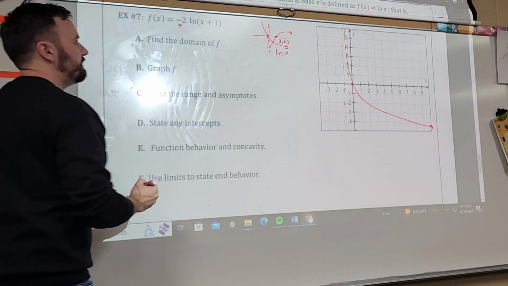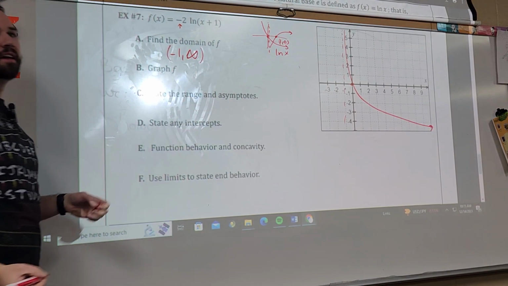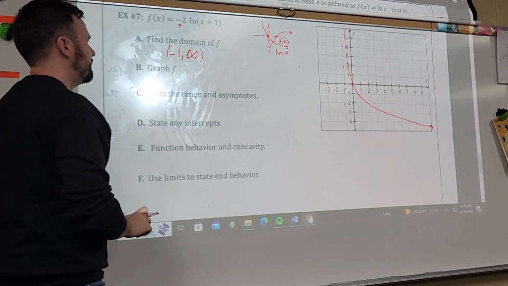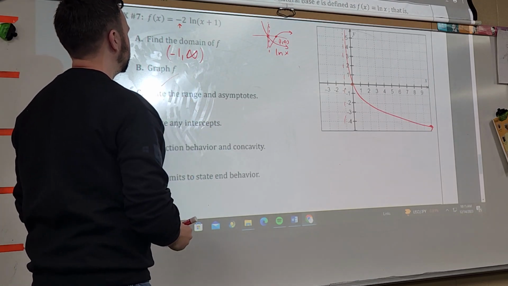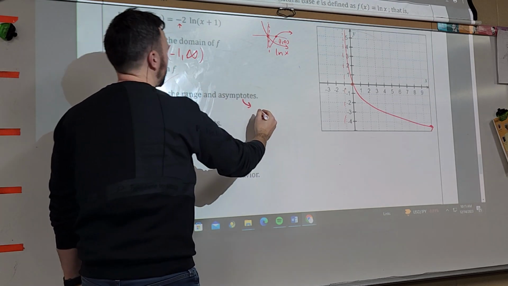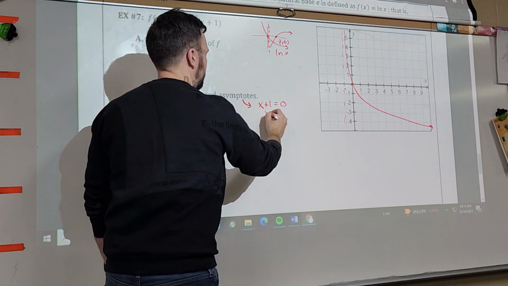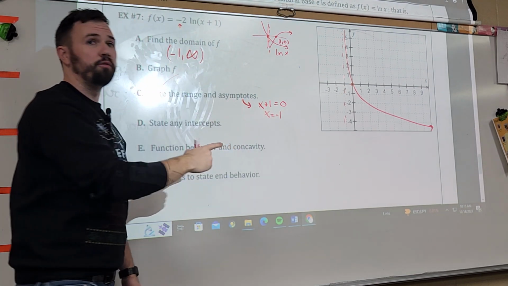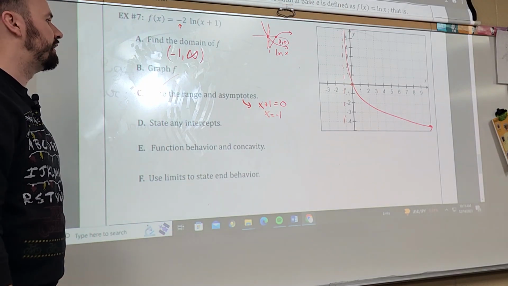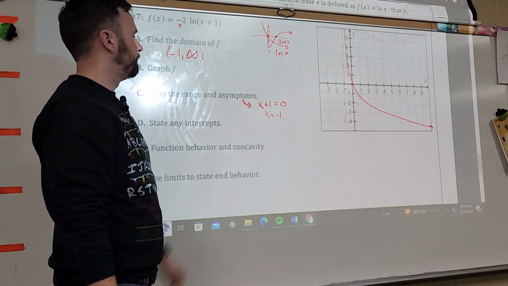So can I give my domain? -1 to infinity. We're old pros at this now, right? This isn't too bad. How do I find my asymptote if I didn't know the graph? Remember, you set what's in the parentheses equal to 0. So x equals -1 is my asymptote, right? Does that work every time for logs? Yes, that will work every time. And my asymptote will also give me my domain.